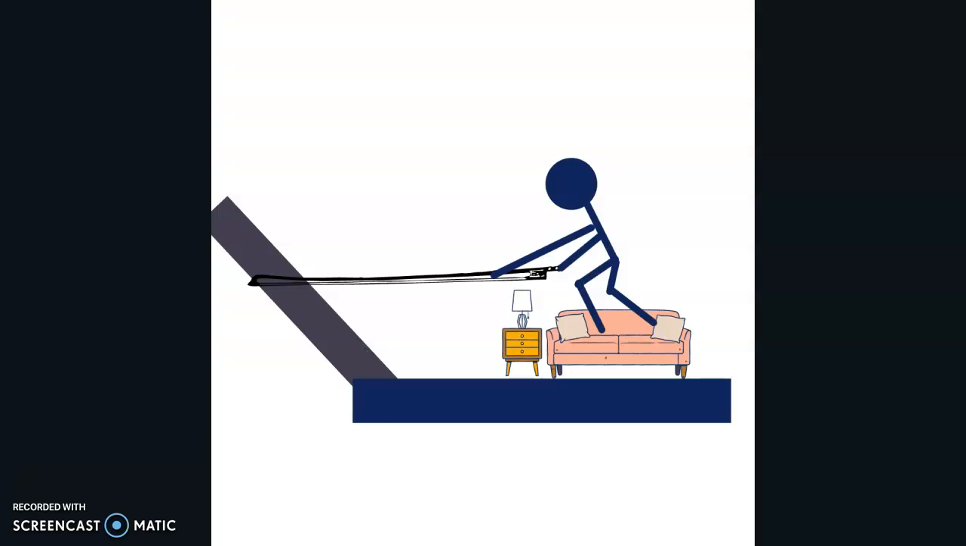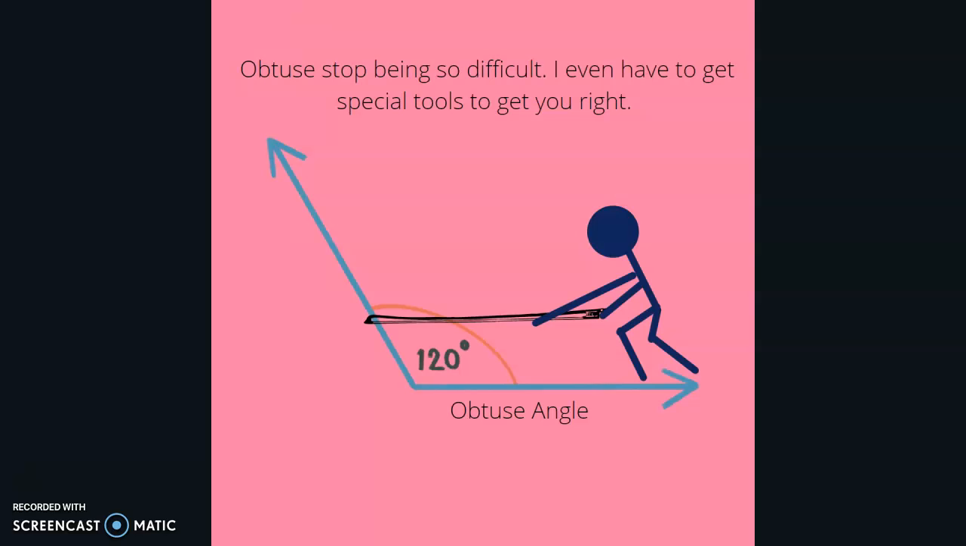Now, what happens if the wall falls away from us and we have to jump on our couch and lasso it? I actually think that's a saw, but let's pretend that's a string that's around the wall. We have to lasso the wall and pull it back in place, and we have to stand on the couch to do it. Because of course, why not stand on the couch? So this angle is called an obtuse angle. Obtuse, stop being so difficult. I even have to get a special tool to get you back to right. So this angle is called an obtuse angle.